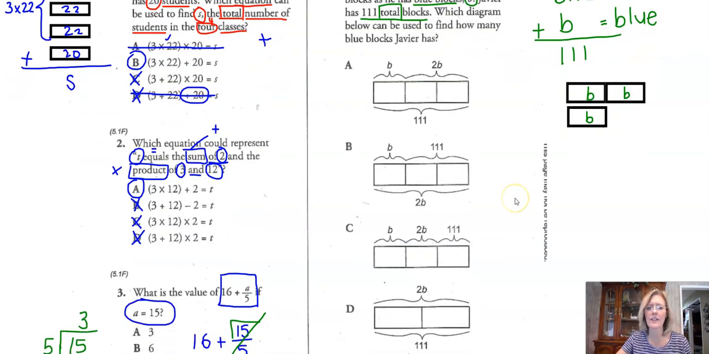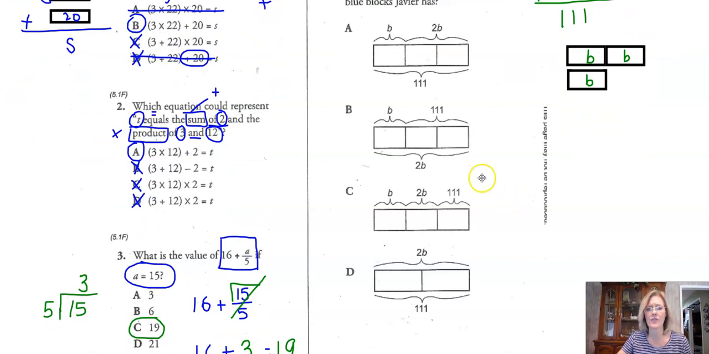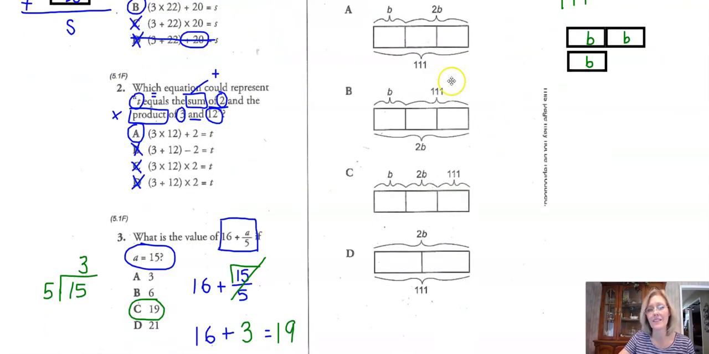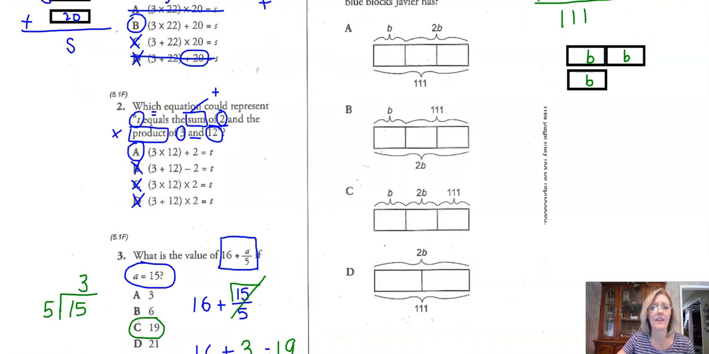So let's come over here and look at our choices for our answers. A has 2 B's, just like we have over here. Then we have 1 B, just like I have over here. And it says, if you put all of those together, it should make 111. And look, my problem right here says that same thing. This looks like it could be our answer right here. So I'm going to circle it up, but let's make sure. Let's look at the other problems, okay?